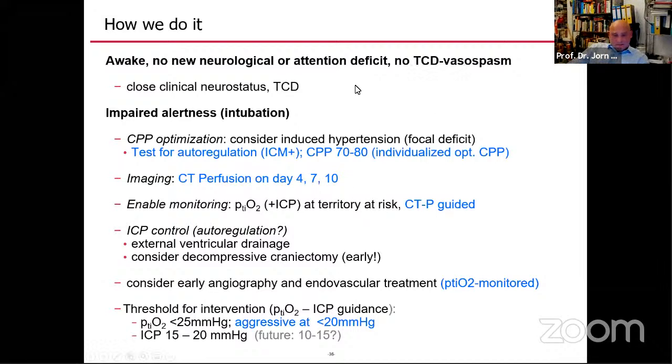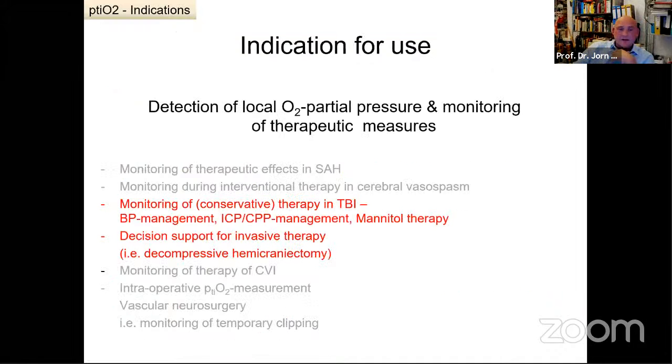How do we do it? In our patients on the intensive care unit, if you have an awake patient, we do the normal clinical status. We do a transcranial Doppler. If the alertness is impaired, these are our patients with subarachnoid hemorrhage, for instance. We look at optimizing the CPP, and we do imaging routinely and on specific days, and we do ICP measurement, and we add the PO2 measurement. The threshold for intervention in our unit is a PO2 less than 25 millimeters mercury, and an ICP of higher than 15 to 20. That gives us a starting point for an intervention.